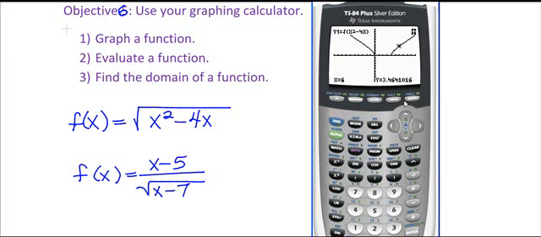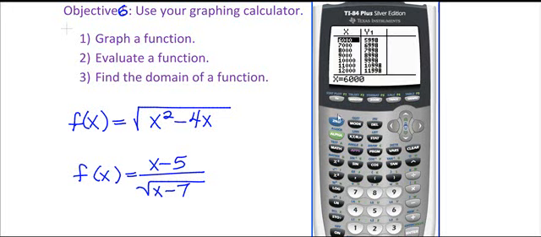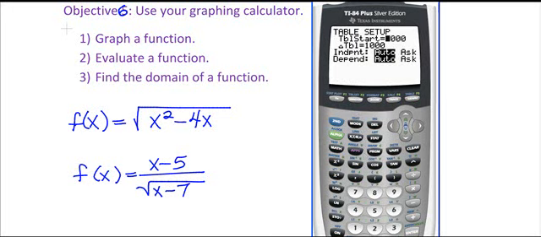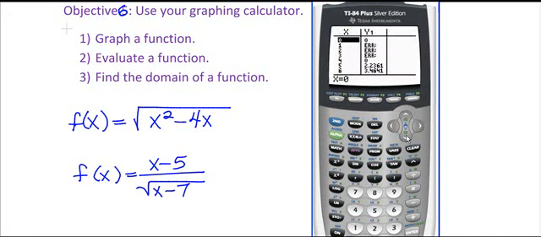I can also do second graph and look at the table. Ooh, my table's out of whack. Let me change that a bit. If I do second window, I can change my table to begin at 0, and the increment in my table can be 1 unit. So let me go back to look at those a little bit better. Okay, so this also confirms that I have values that are not in the domain because of that error message. But there you can see my input and my output.